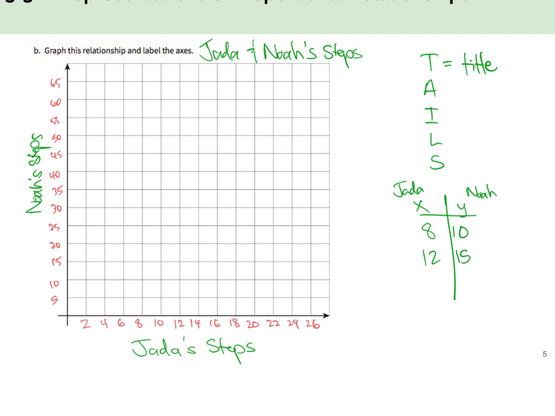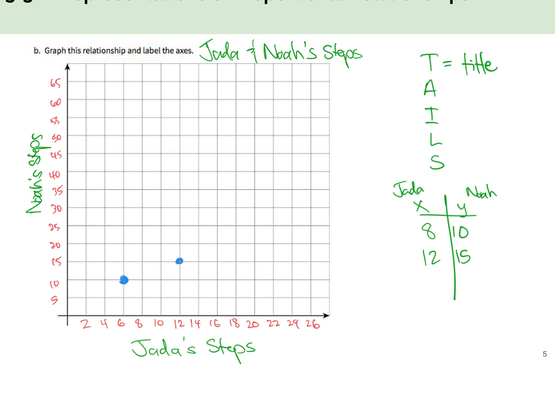Now, let's go ahead and plot these points. So the first point, if you look over here, we have 8, 10. So we're going to go over 8, up 10, put a point. And then we have 12 and 15, like so, right?